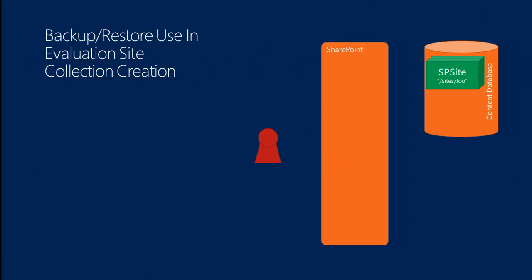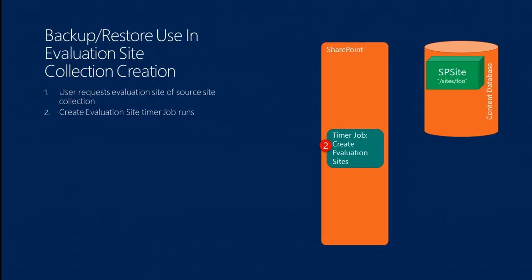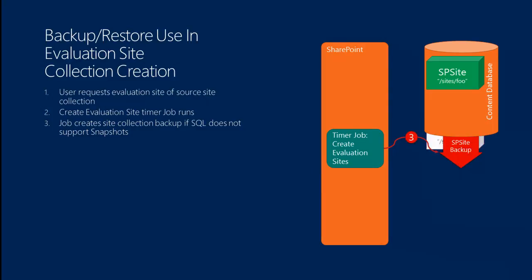Now, the alternate here is if you don't have snapshot capability. And it's very, very much the same thing. And that is, one, the user goes and requests it. Two, the timer job starts and makes a backup of the site collection, not the whole database, just the site collection.